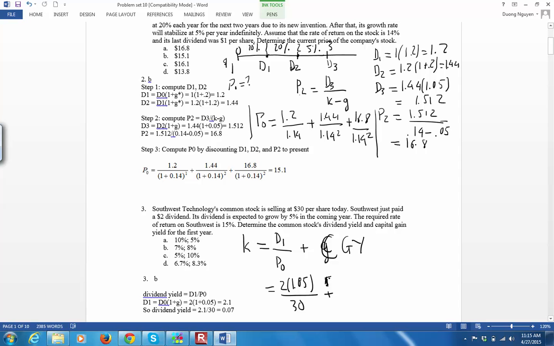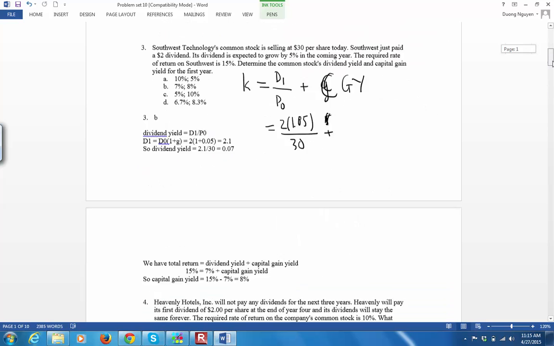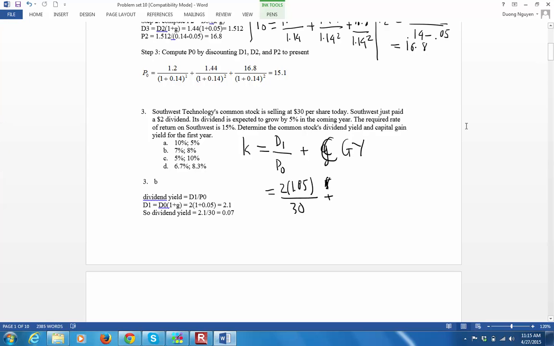You know that the required return is 15%, and the dividend yield, 2 times 1.05 over 30, is equal to 7%. So obviously the capital gain yield here has to be equal to 8%. Total return is 15%. Out of 15%, the dividend yield is 7, so therefore the capital gain yield has to be equal to 8%.